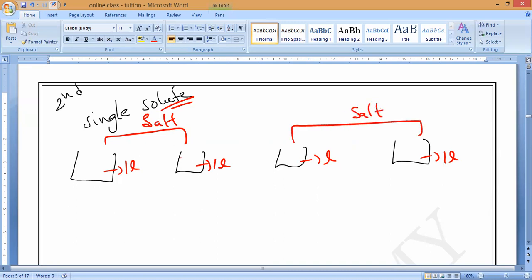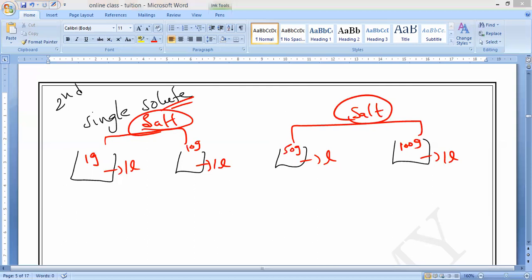Now you can see Laksha added only 1 gram of salt here, 10 grams of salt here, Alana added 50 grams of salt here, and 100 grams of salt here. Now you tell me, everywhere you are adding the same solute, so is the concentration the same or different? Darun, is it the same concentration or different concentration? Please respond.